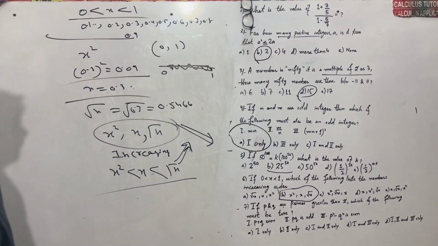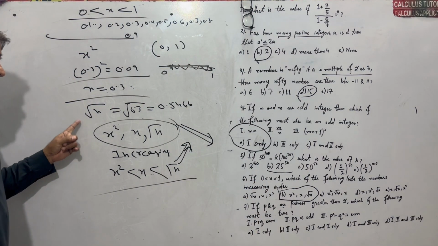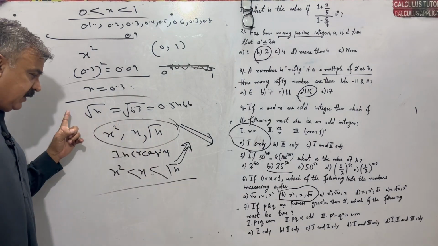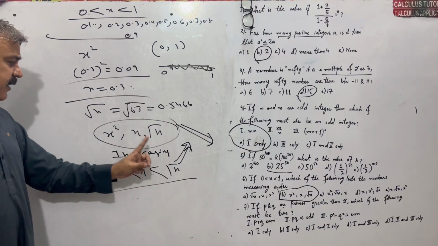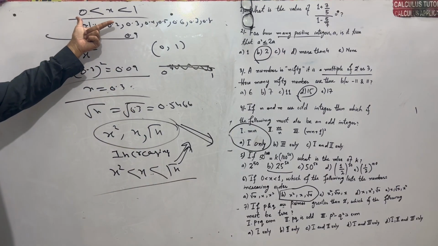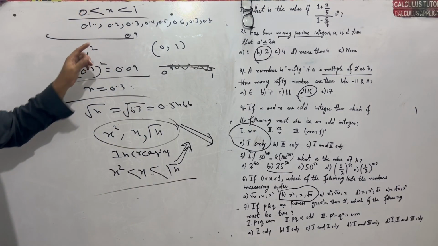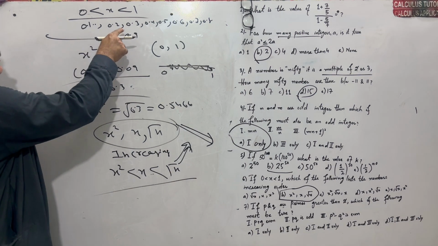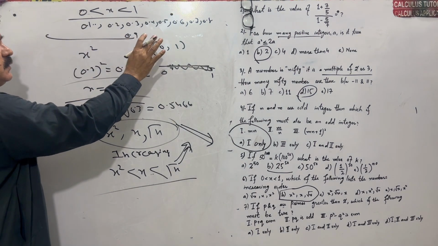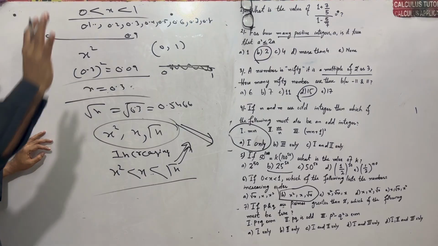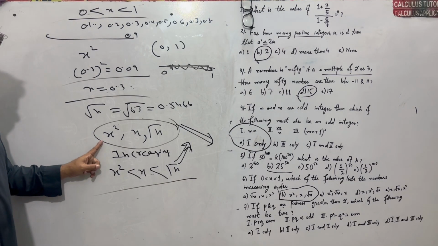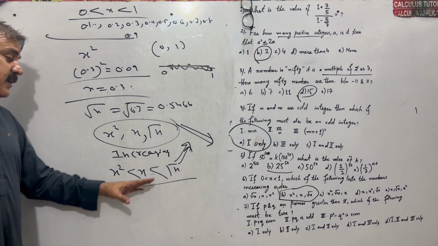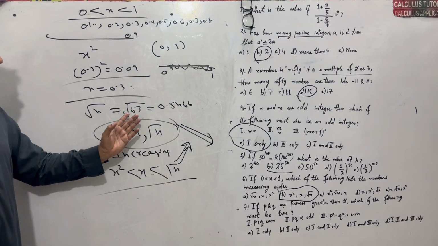X square is less than x is less than root x. Normally it is a descending sequence, descending order. But if the value of x lies between 0 and 1, this magic, any value 0.1, 0.2, 0.3, 0.4, 0.5, up to 0.9, whatever the case is, it is our increasing order because x square is less than x and x is less than root x. That is ample proof for you.